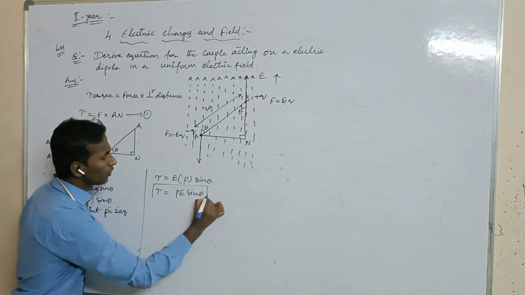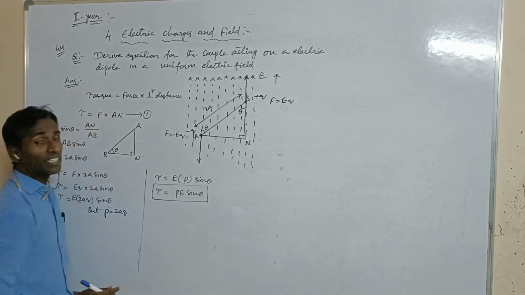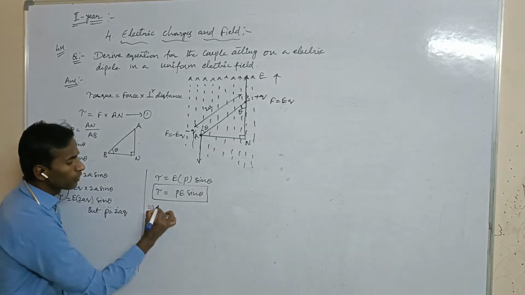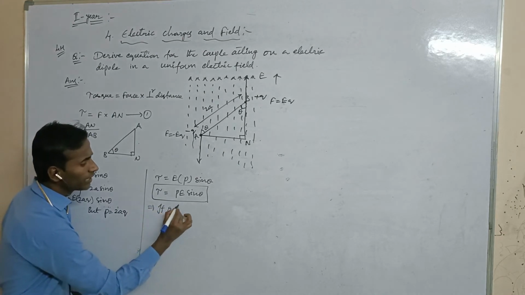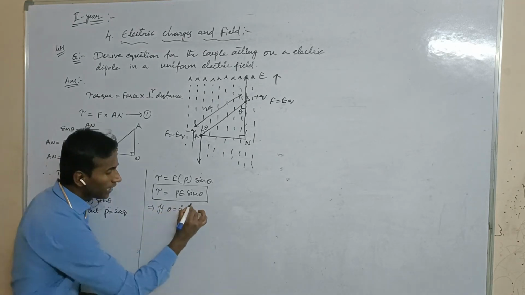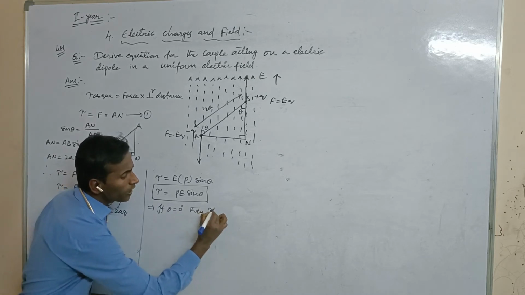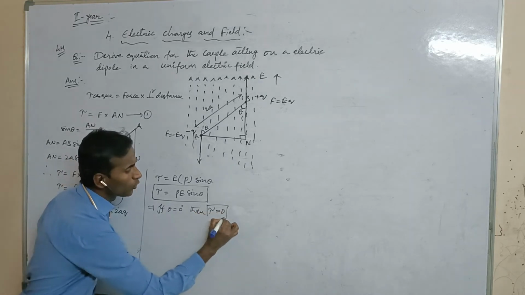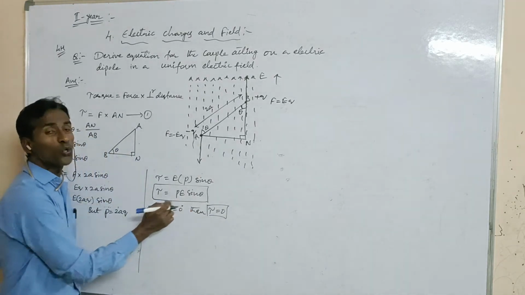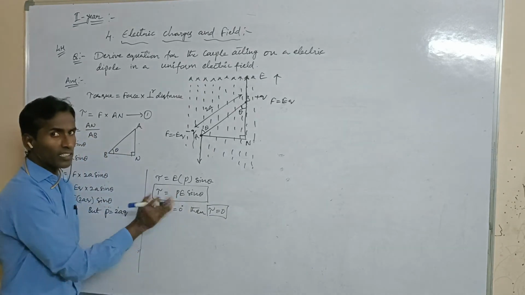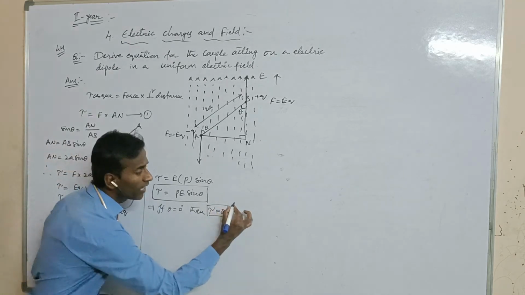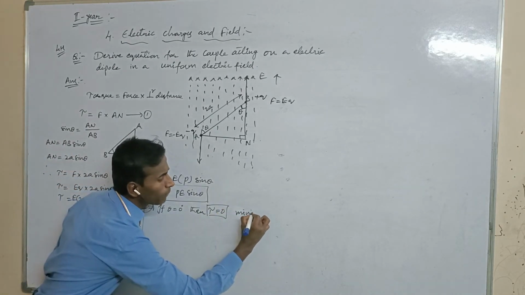Now see here, when is it maximum and when is it minimum? Suppose the value of theta is 0 degrees, then tau is equal to 0 because sin 0 is 0. 0 into anything is 0. This is the minimum value.